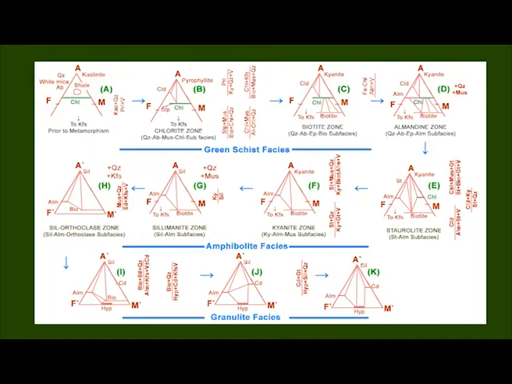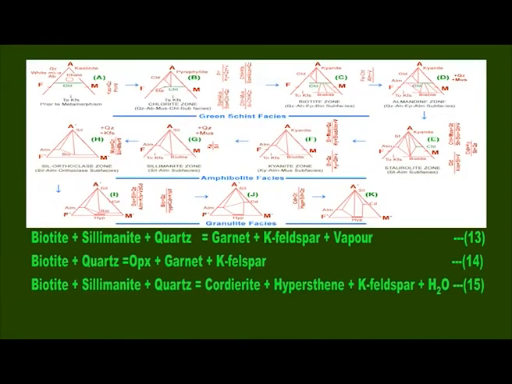The important reactions in granulite phases are: biotite plus sillimanite plus quartz gives rise to garnet plus potash feldspar plus vapor, reaction number 13. Another reaction is biotite plus quartz gives rise to orthopyroxene plus garnet plus potash feldspar, reaction number 14. Next is biotite plus sillimanite plus quartz gives rise to cordierite plus hypersthene plus potash feldspar plus water, reaction number 15.